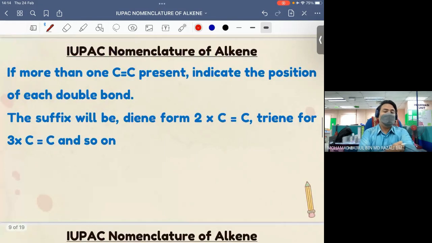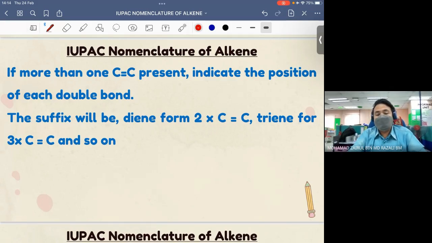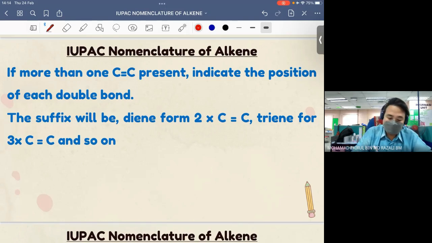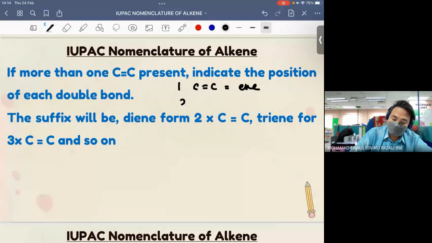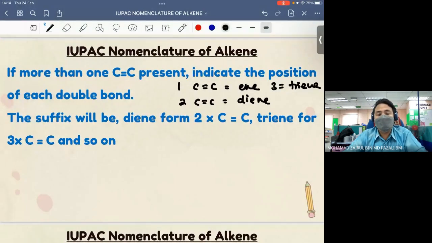If more than one carbon double bond carbon is present, we have to specify the location for each of the double bonds. So if you have one C double bond C, the suffix is -ene. If you have 2, it will be -diene. Di refers to there being 2. If there are 3, it will be -triene. And we need to specify the location for each double bond.